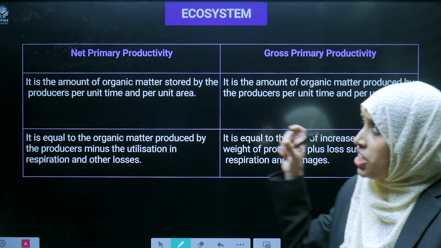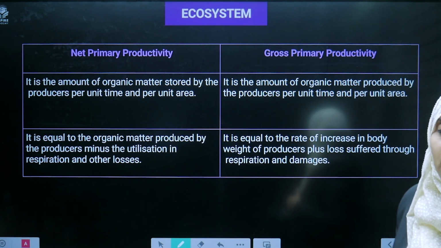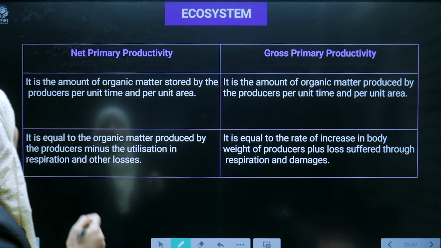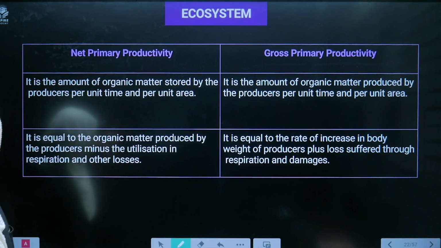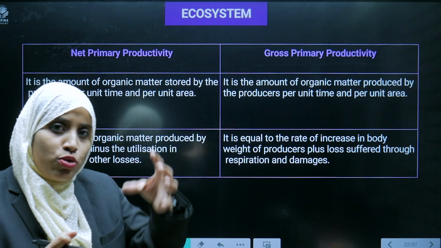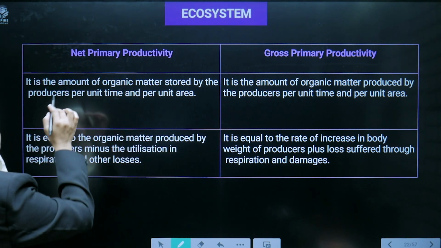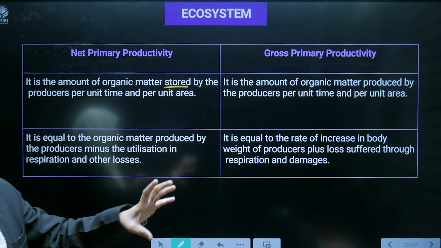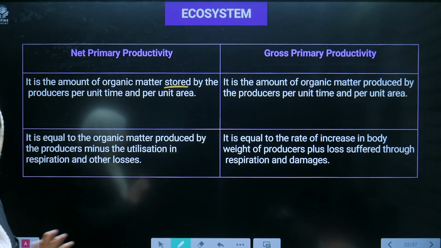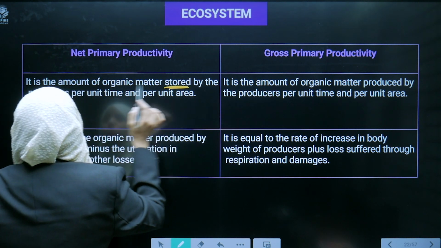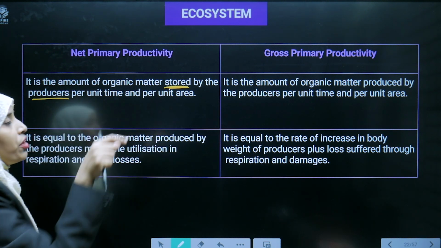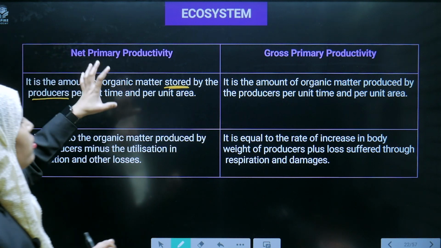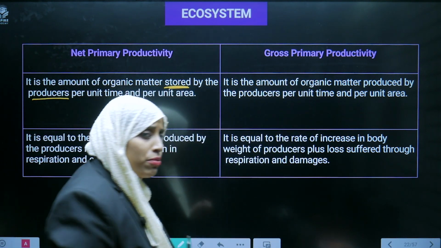Now if we differentiate between the net primary productivity and the gross primary productivity, what is the basic difference between these? So net means after respiration, whatever the plant utilized, you deduct that. It is the amount of organic matter stored, which the plant ultimately keeps stored after utilization, having used what it had to use. So it is stored by the producers per unit time and per unit area. Okay, this is one difference. And what is the gross primary productivity?